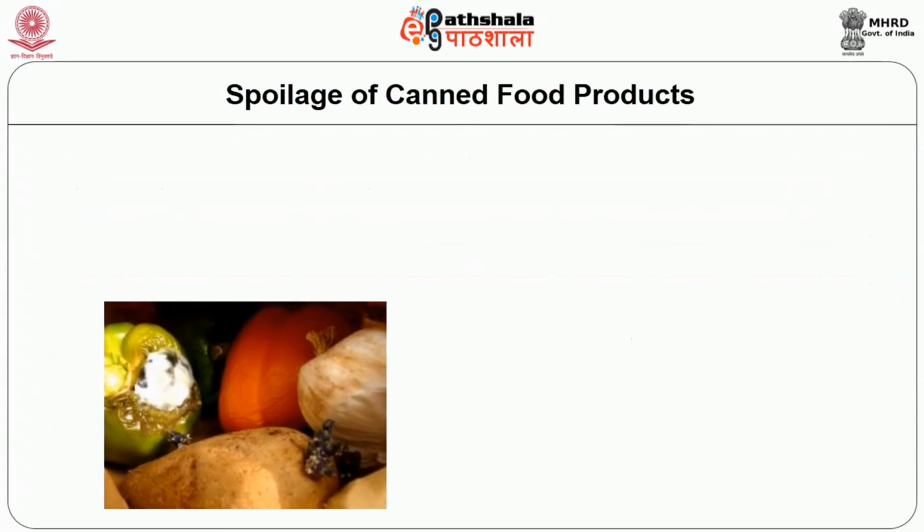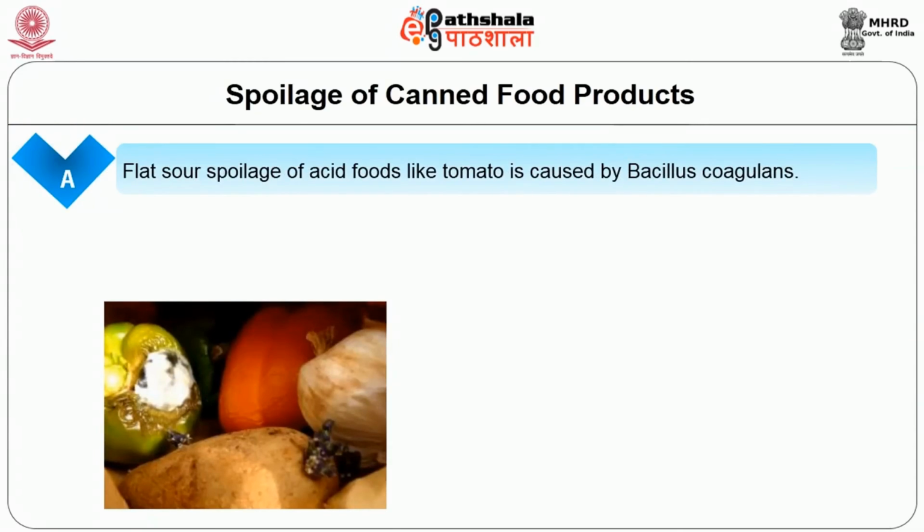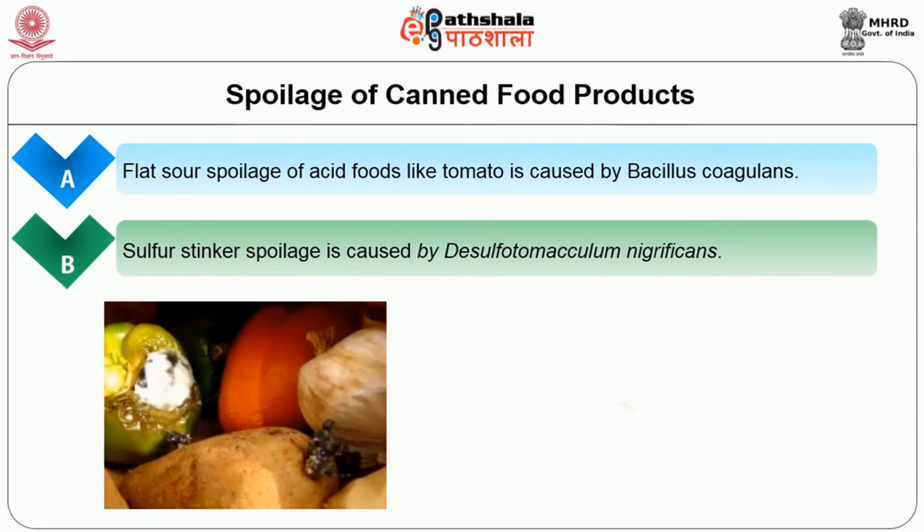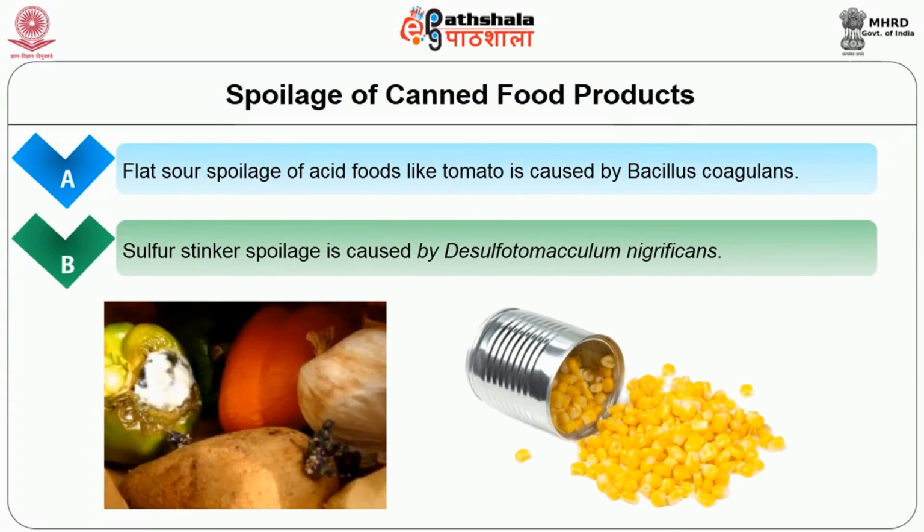Non-acidic foods like vegetables are decayed by development of microorganisms without production of gas, resulting in flat sour, usually caused by species of Bacillus. Flat sour spoilage of acid foods like tomato is caused by Bacillus coagulans. Sulfur stinker spoilage is caused by Desulfotomaculum nigrificans. It is evident from the strong odor of hydrogen sulfide when the can is opened. In canned corn, it produces the discoloration of liquid to bluish grey.